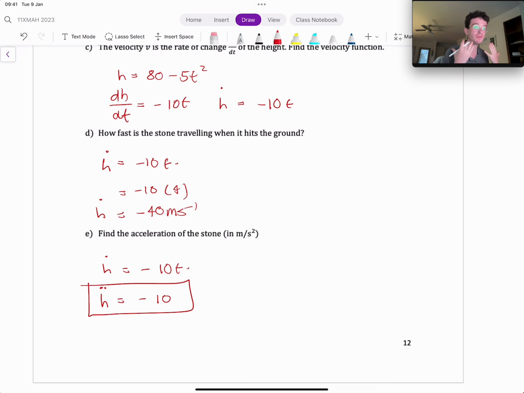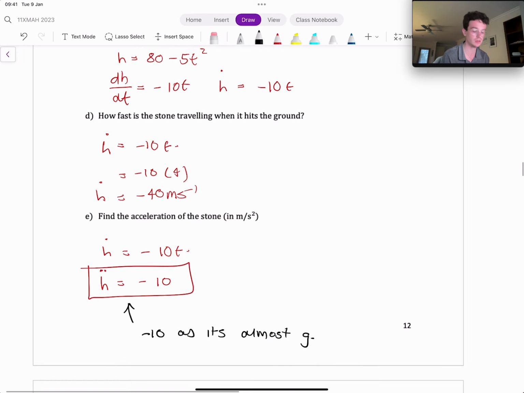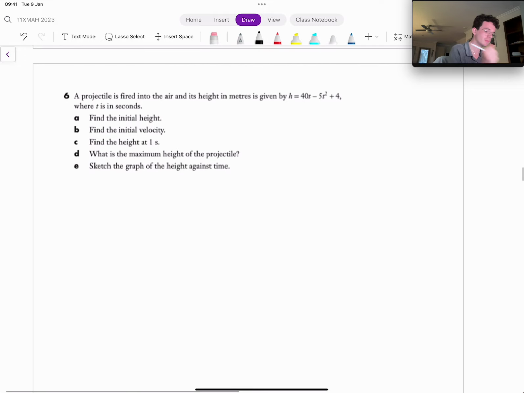Now, putting ourselves into a physics mindset, we know that all objects fall at the acceleration due to gravity. So the acceleration at which any object falls is minus 9.8 meters per second squared. So just as a side, it's minus 10 as it's almost gravity. Sometimes mathematicians and physicists, it makes me angry, but we approximate gravity to 10. Kind of like engineers approximating pi to be 3 and e to be 3.